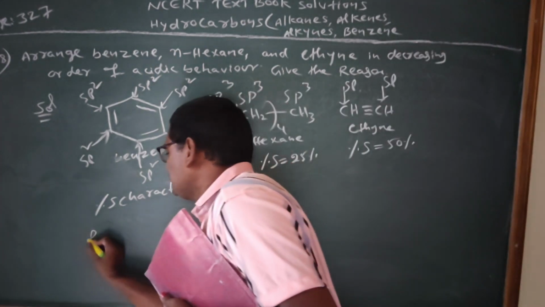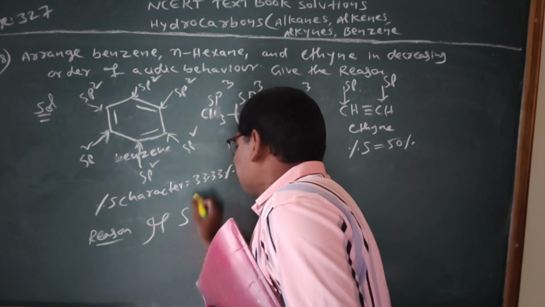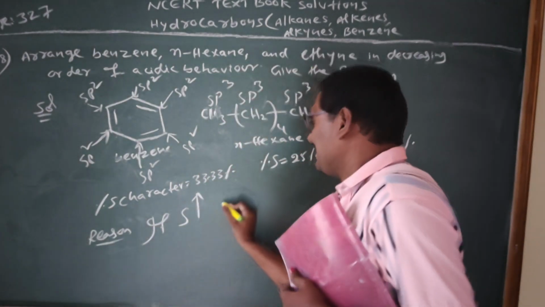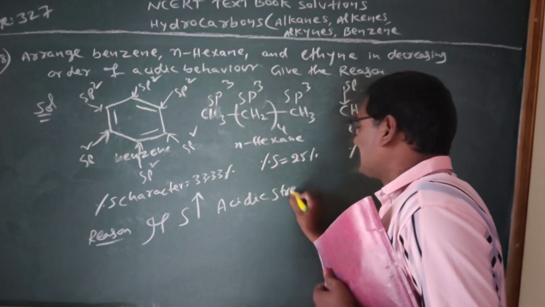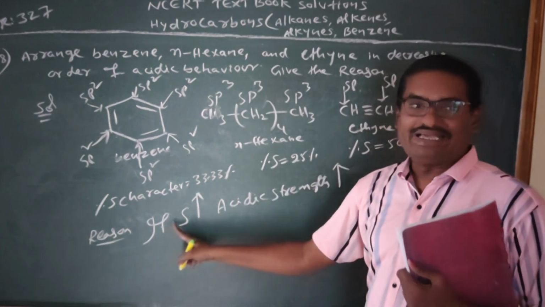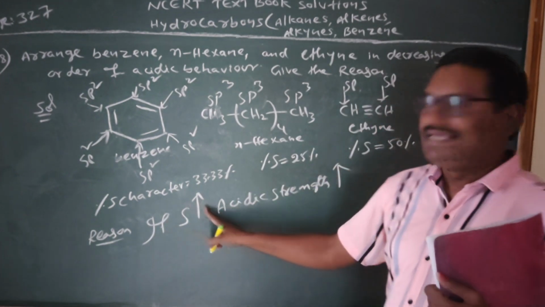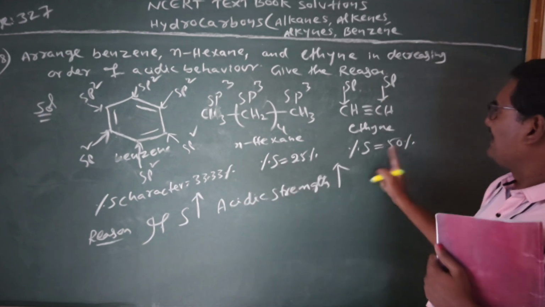So the reason: if s character increases, acidic strength increases. So the highest acidic character is ethyne.